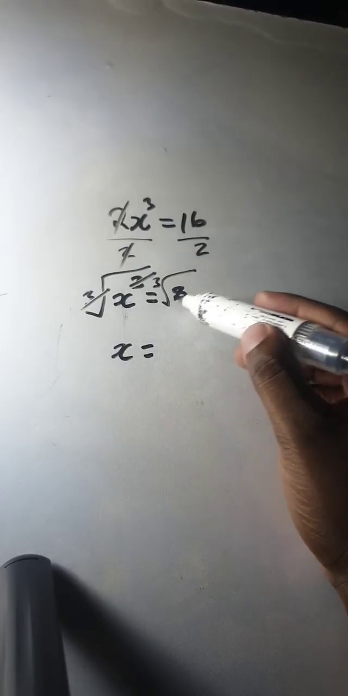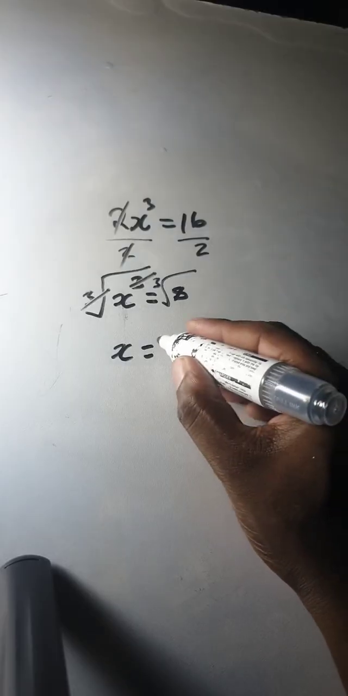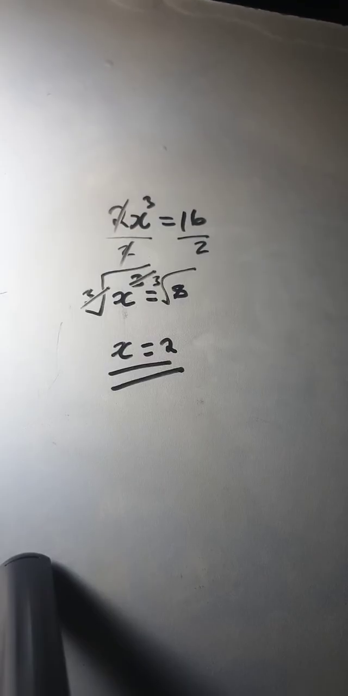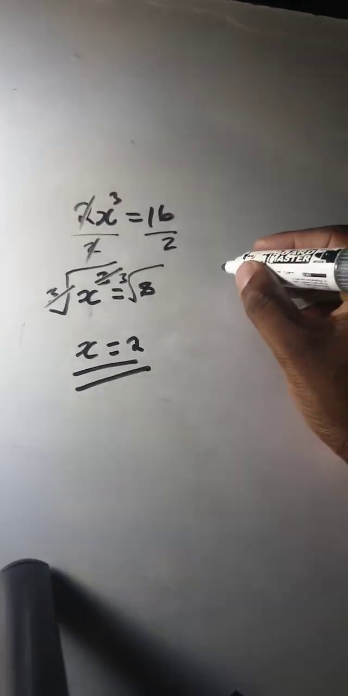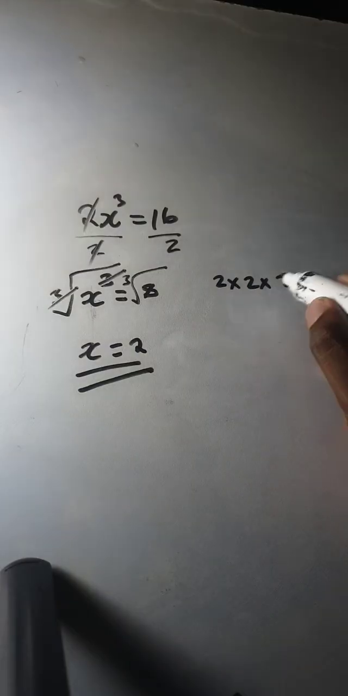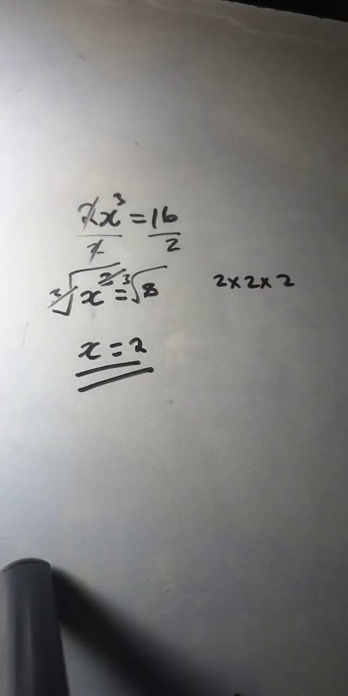Then we say, what is the cube root of 8? The cube root of 8 is 2. That's how you answer such a question. How? We look for a number that if we multiply it 3 times, we get 8. So 2 times 2 is 4, times 2 is 8. That's why 2 stood out. The cube root of 8 is always 2. That's how we answer such.